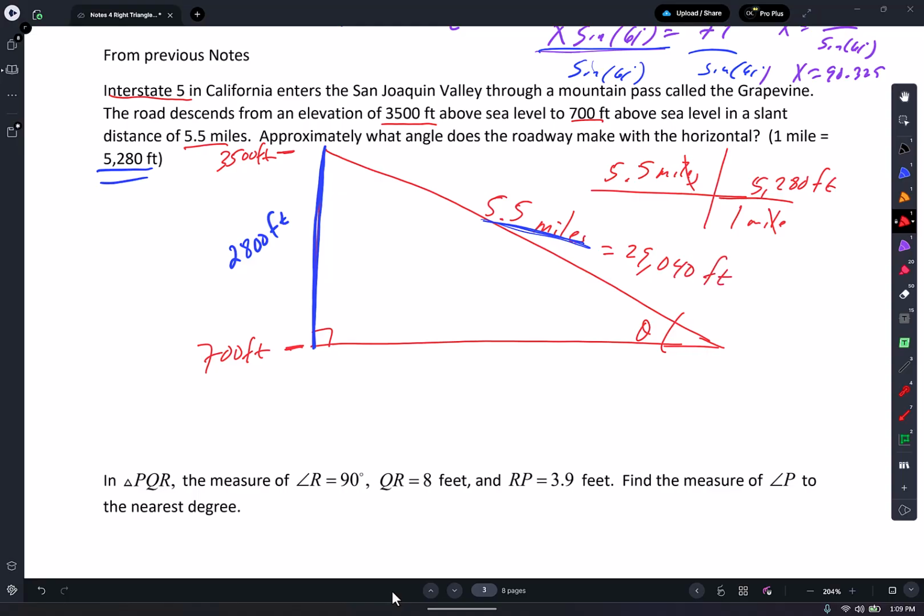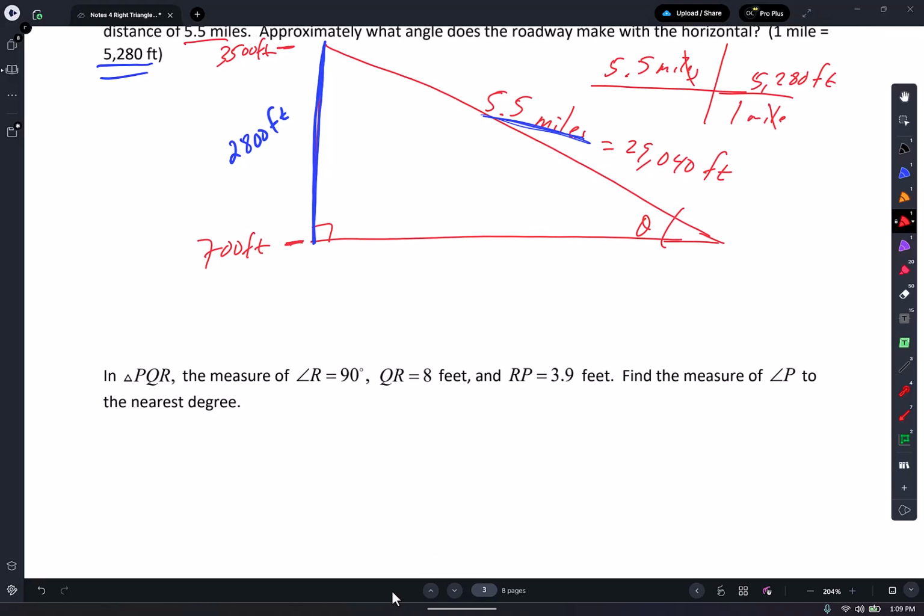With respect to that angle, is the 2,800 opposite, adjacent, or hypotenuse? What about the 29,040? What uses opposite and hypotenuse? So I'm going to write sine of theta is equal to 2,800 divided by 29,040. The units have to match, guys. You can't say 5.5. The units have to match.